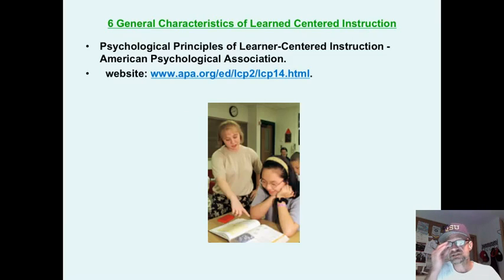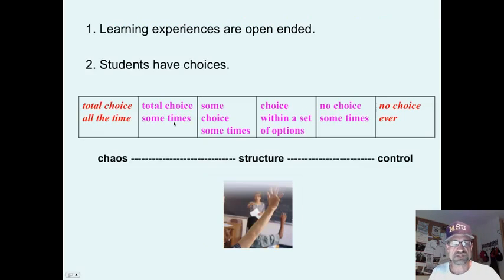So, 6 characteristics of learner-centered instruction. These are taken from the American Psychological Association. They have 14. The main 6 are presented here. Learning experiences are open-ended. Students are not always expected to come to a predetermined conclusion or create a standardized product. Like life experiences, learning experiences are often without set answers. So the learners oftentimes can come to their own conclusions. They're not limited by behaviorally defined objectives. They're allowed to take things as far as they want to.